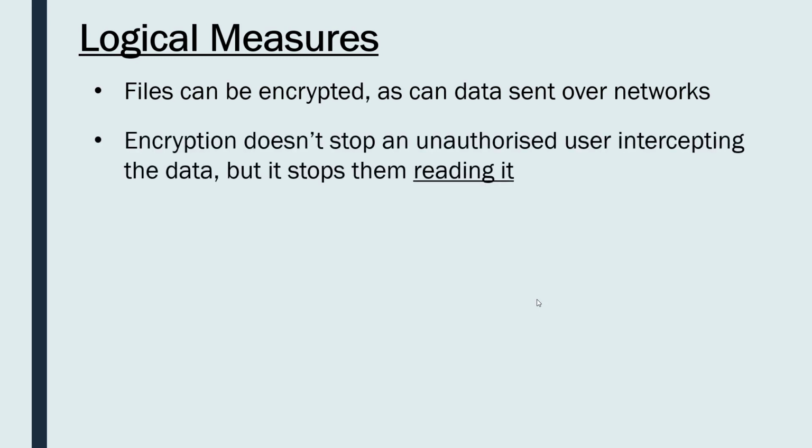But let's talk about networks, because what is important to appreciate is that encryption doesn't stop an unauthorized user intercepting the data, but it does stop them reading it. So interception is where you read data in transit, so between your computer and somewhere else. It gets sent from your computer and someone could read the data on its way. And mid-video I changed that word to understanding because really they can read it, but they won't be able to understand it because it's gibberish essentially.